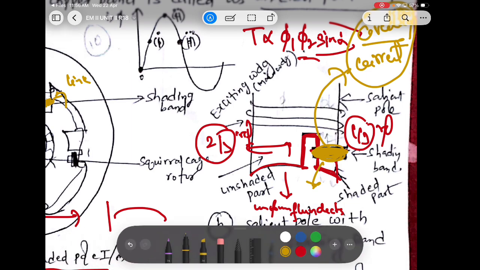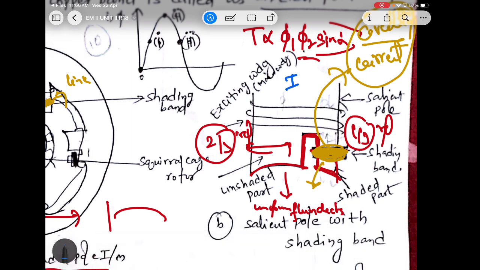Whenever current is there, we have a relation. What is the relation here? Whenever current is there, always I is proportional to phi. Whenever current is there, flux generates. Yes or no? By default, both are interrelated and interdependent. Whenever current generates, flux generates. Whenever flux is there, by default, that means current is there around it.